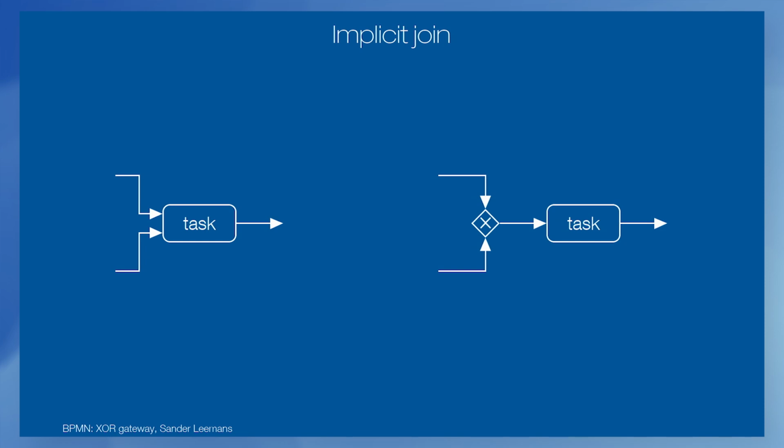So on the right, we see that we have an XOR join merging two branches and then a task. We may replace this by two incoming sequence flows to the task on the left. These two models, or model fragments, left and right, have exactly the same meaning, the same behavior, and we refer to the join on the left, so without the XOR gateway join, as an implicit join.